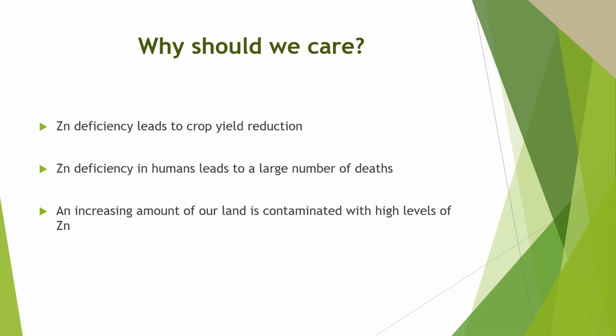So, why should we care about zinc homeostasis in land plants? Well, zinc deficiency actually leads to a large reduction in crop yields. Zinc deficiency in humans actually leads to a large number of deaths on an annual basis, and an increased amount of our land is contaminated with high levels of zinc. So we really need to know how plants respond to high and low levels of zinc, and how they allocate zinc within the plant.